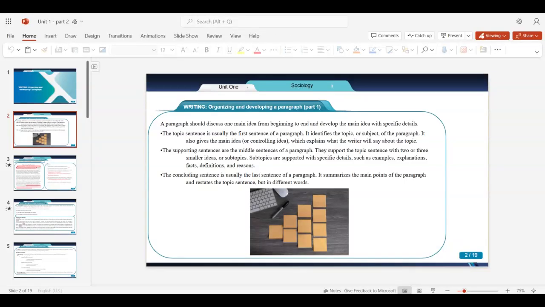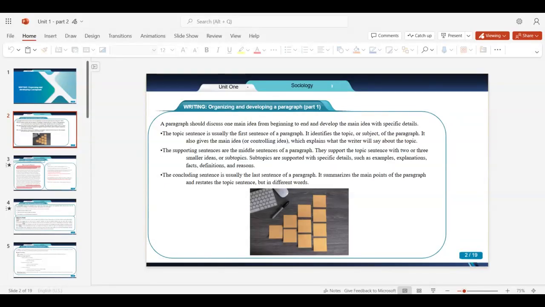The supporting sentences are the middle sentences of the paragraph. All the middle part of the paragraph supports the topic sentence with two or three small ideas or subtopics, and subtopics are supported by further details. Okay, and in these details we have facts, definitions, reasons and explanations. So then we move to the last part.